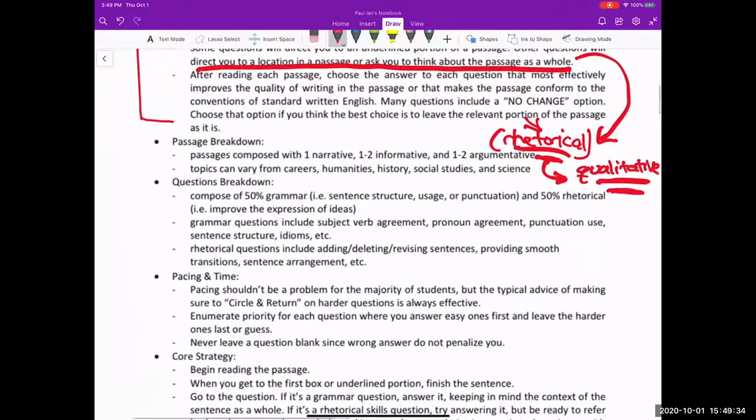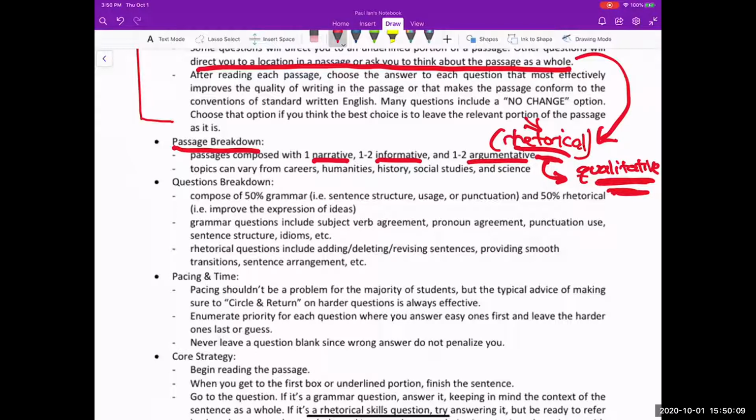Let's talk about passage breakdown. You know how you have 4 passages, right? It's not as much reading comprehension, but it's still a good thing to know the genre of that passage, depending on the answer to a rhetorical question. Is it a narrative passage? Is it informative? Or is it argumentative? And you can have any of these with those 4.